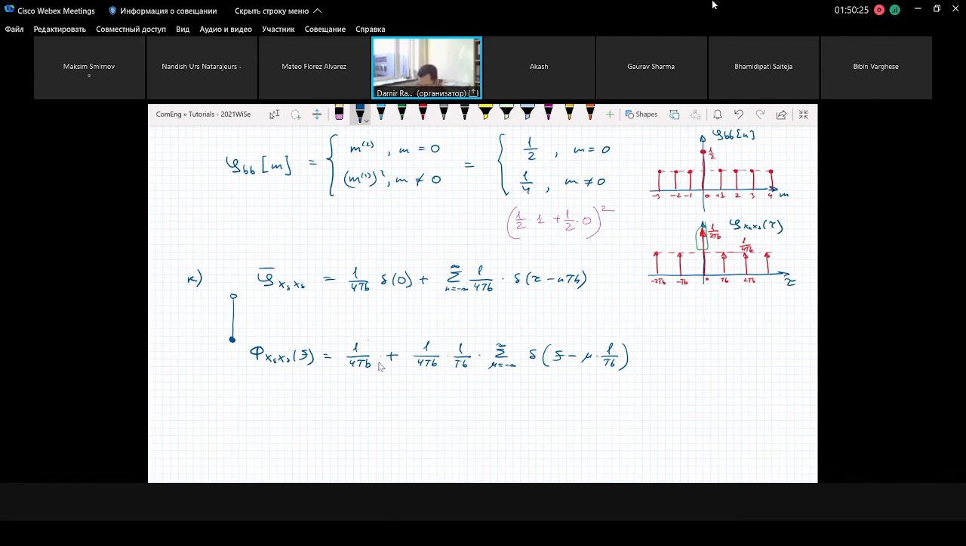Do we need to do anything else? Sketch. Okay, we have the sketch for the correlation function. And we need to sketch. Okay, let's also sketch this part.